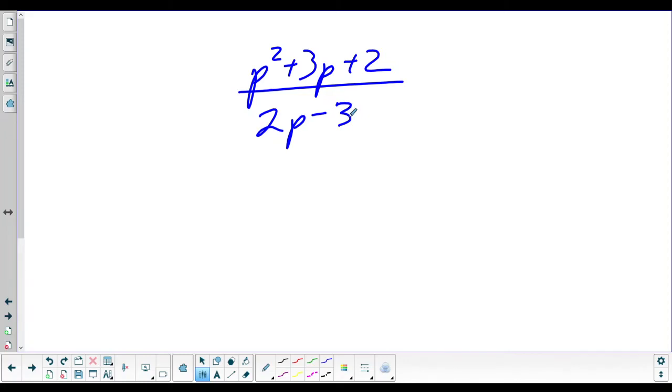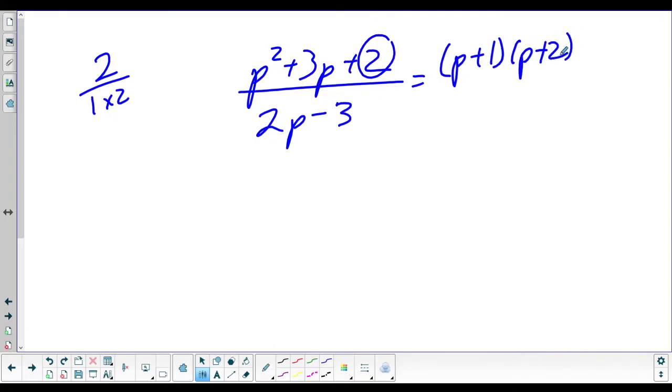All right. I want to show you this one just because sometimes if I don't show you one that's a little different, you guys will get to this and then panic. So step 1 is factor everything. On the top, we need two numbers that multiply to 2 and add up to 3. The factors of 2 are 1 and 2, and 1 plus 2 is 3. So this will be p plus 1 and p plus 2. And then on the bottom, this doesn't factor. There's no GCF, so we just leave it as 2p minus 3.